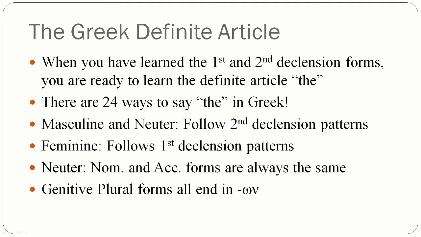So really, you've learned pretty much all of these forms. Okay, once you know the second declension nouns and the first declension nouns, you pretty much have all of the endings for the definite article.